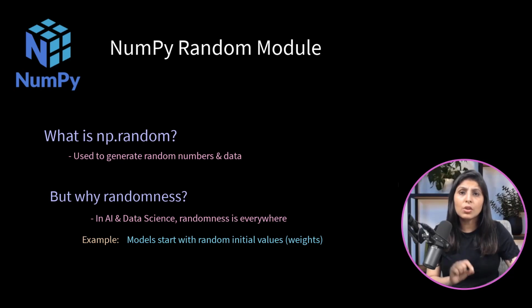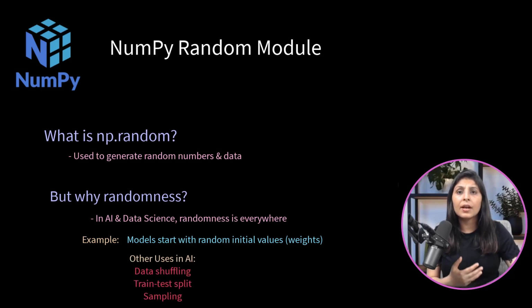And this is not the only case. In AI, there are many other situations where random numbers are required. And to generate those random numbers, we use NumPy's random module. So now let's see practically how we can use this random module.